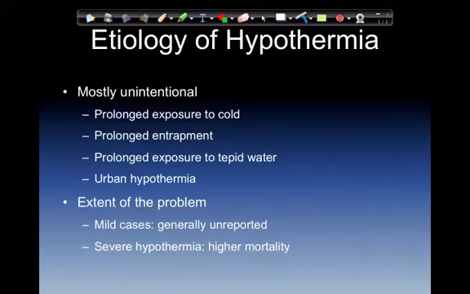Etiology of hypothermia: mostly unintentional. Prolonged exposure to the cold while outdoors, prolonged entrapment such as a motor vehicle collision or building collapse, prolonged exposure to tepid water, so room temperature water, if you're floating in it, it's just pulling heat off of you. Urban hypothermia: people fall victim to hypothermia. This is pretty much talking about our urban outdoorsmen here. Not prepared, they don't have adequate coats, things like that. Extent of the problem: mild cases generally are unreported. Severe hypothermia has a higher mortality rate.